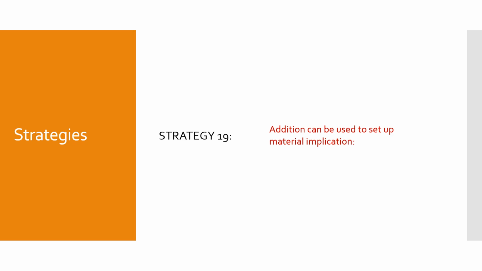Strategy 19 deals with addition, and this suggests that it can be used to set up a material implication. Notice this rather interesting little argument we have. The only premise we have in this case is that P is true. And the conclusion I want to try to draw from this is that if Q is true, then P must be true. Now, of course, the first step here is to find a way to insert Q into this mess. If the only term I have to work with in my premises is P, I somehow have to bring Q into it, and the only way to do that is through addition.